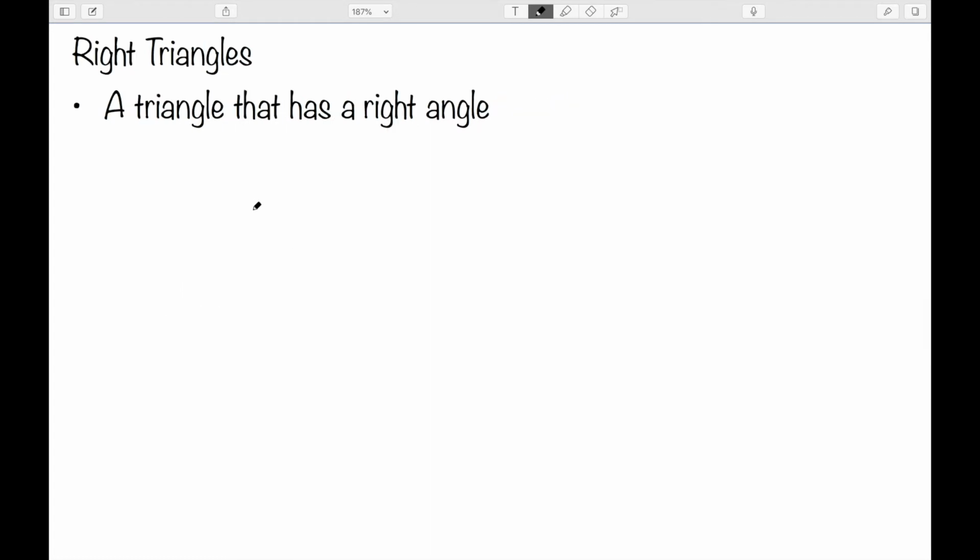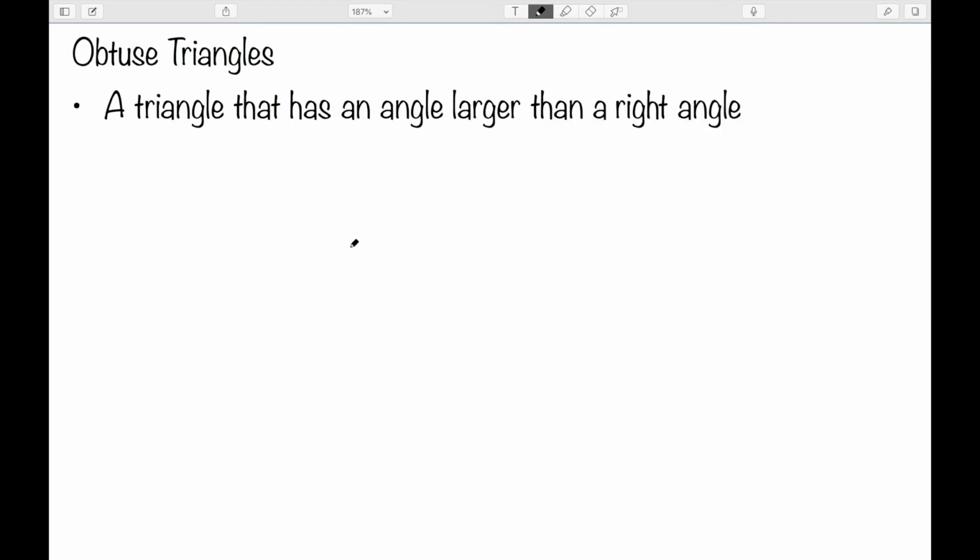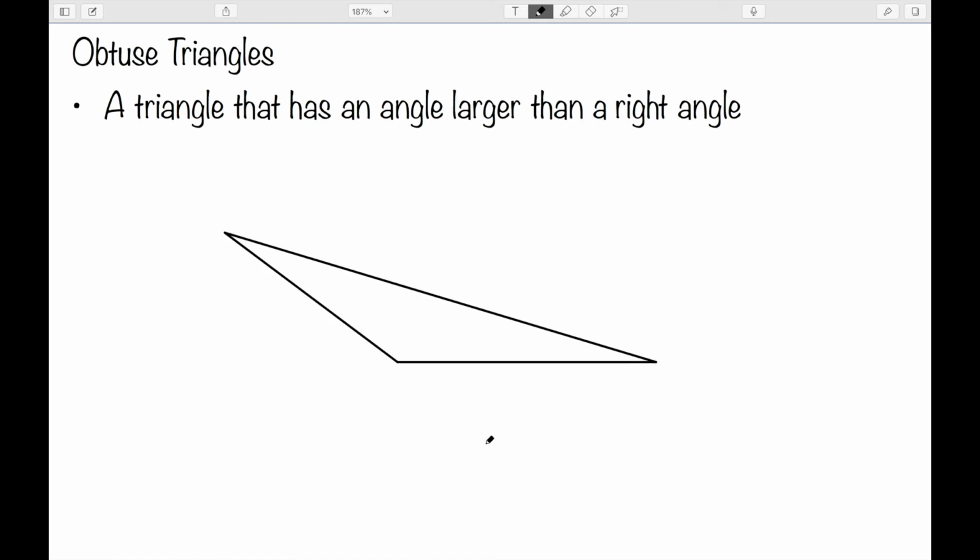Next, we have right triangles. These are any triangles that actually have a right angle. That would be like this triangle here that has this right angle that we signify by a square box. Next, we have obtuse triangles. These are triangles that have an angle that is larger than a right angle. And here's an example of an obtuse triangle with an angle that is larger than 90 degrees.